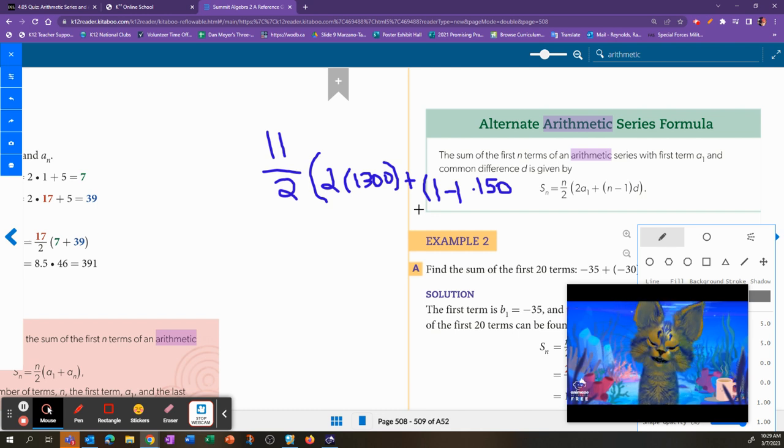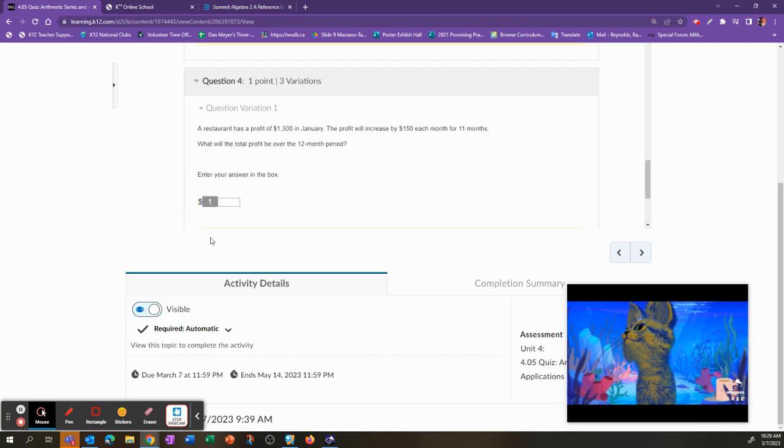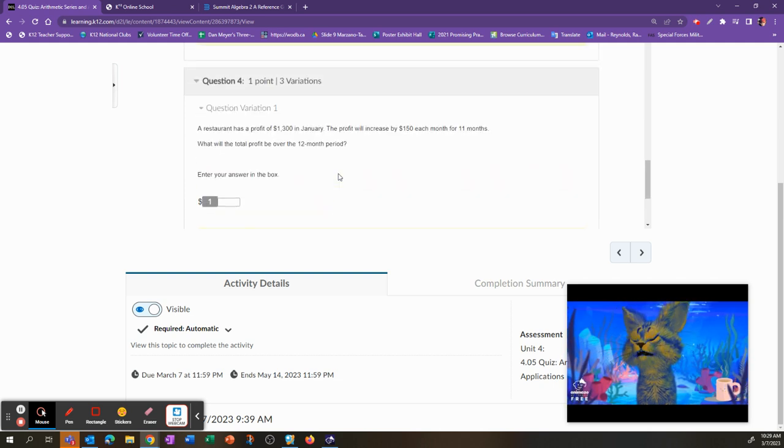What's going on here? I'm just going to plug it in directly: 11 over 2 times, parentheses, 2 times 1,300 plus... there's just no way around it. I still don't get this answer. I get 22,550. Wait, what am I doing wrong?